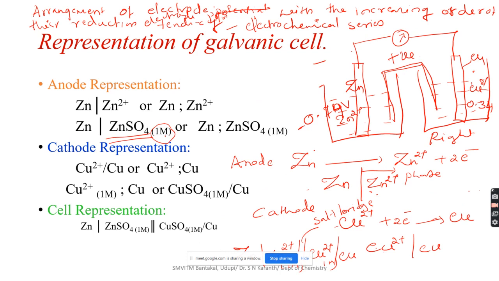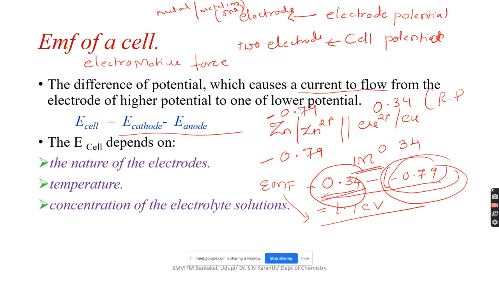These are the representations of the galvanic cell. Usually, if the metal undergoes oxidation, first we write the metal that gives the metal ion, separated by a single vertical line. And cell representation is a coupling of two electrodes. The anode we should write on the left side, and the cathode electrode should be on the right side.